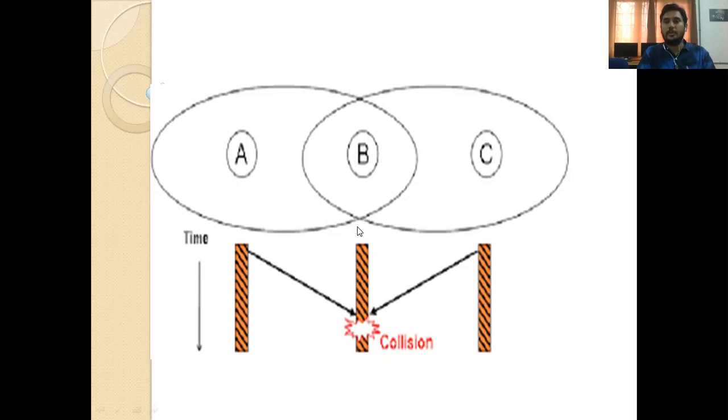So that is the hidden terminal problem. Here C is hidden from A and A is hidden from C. For that purpose we need a specialized MAC. How do we avoid this? What is the hidden terminal problem? One terminal is not in the range of another terminal, and both transmit data to a terminal which is in the range of both terminals.